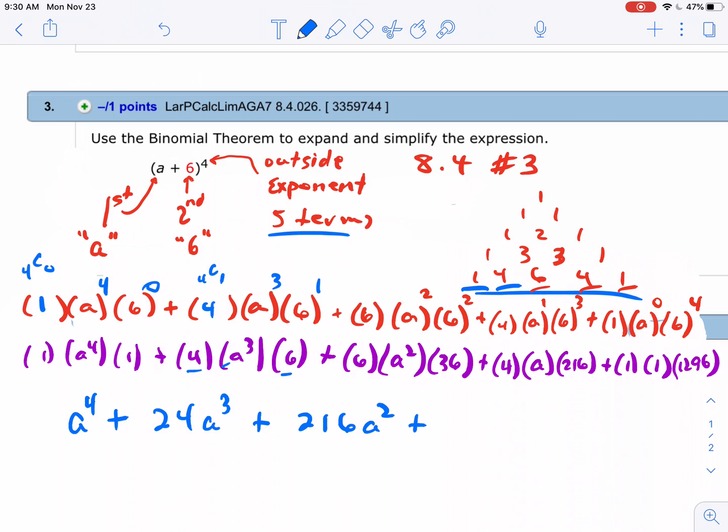And then the 4 times the 216 would be 864 A. Technically to the first power, but you don't have to write things to the first power. And then the last one is simply 1296. So that's how I would go through this expansion. Hopefully that helped.